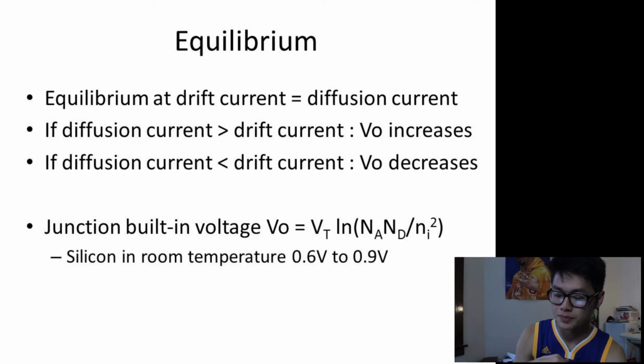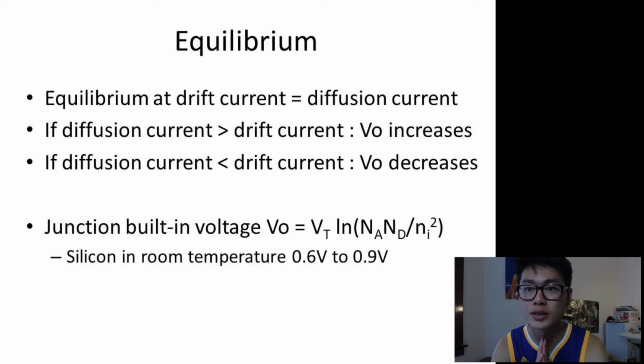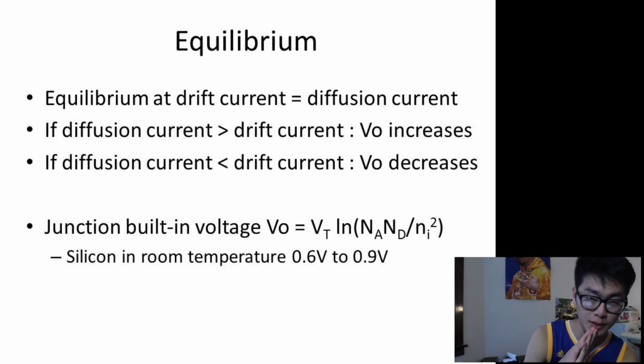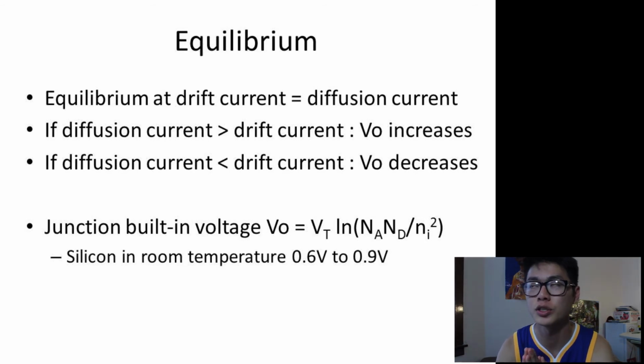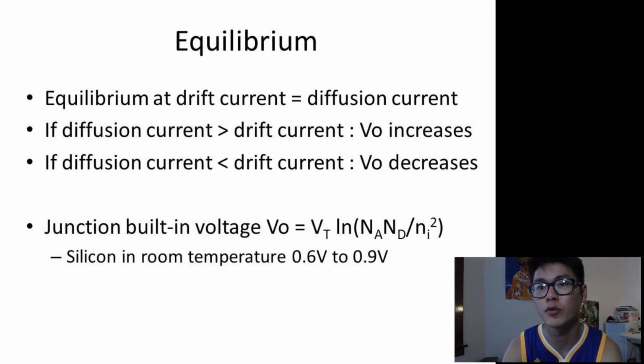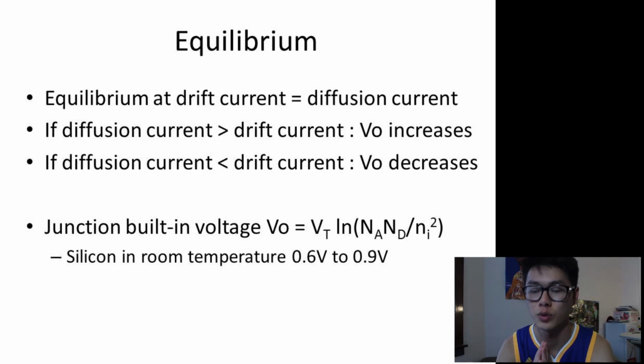And V0 stands for junction built-in voltage, which is VT times the natural log of the concentration of free holes times the concentration of free electrons over Ni squared. So for example, silicon at room temperature would be around 0.6 volts to 0.9 volts.